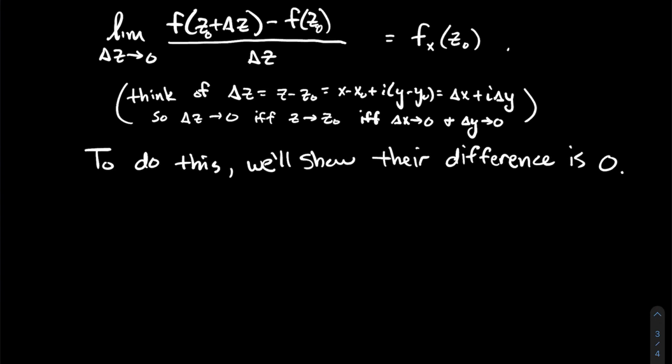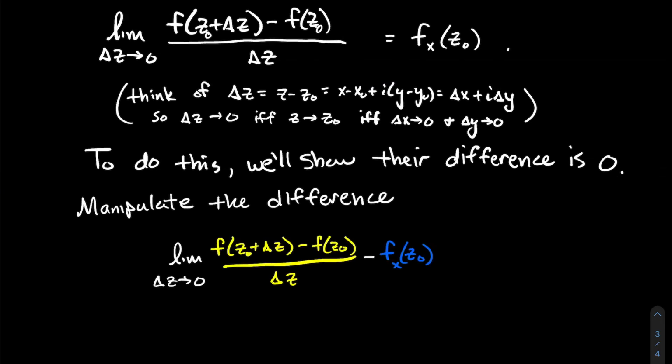All right, so in order to do this, and what do I mean by this? To try to show that this limit is equal to the partial of f with respect to x, we're going to try to show that the difference is 0. And just think about if you took this and you subtracted it over, I want to show that that equals 0. And that would be enough to do it. And so what we're going to do is manipulate that difference. So again, think about if I took the partial of f with respect to x, that's in blue, and subtracted it over to the other side up here.